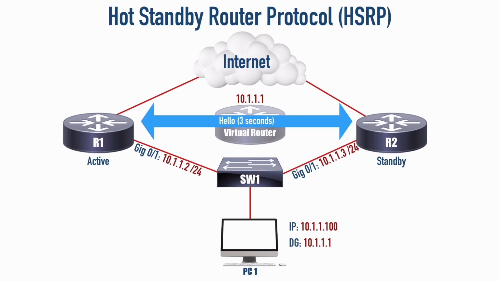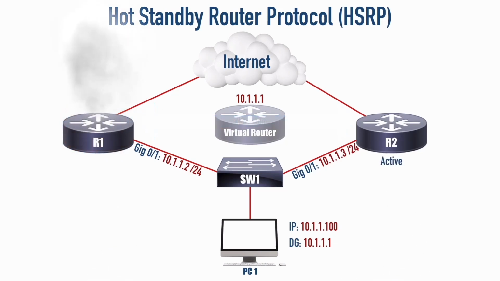But normally, we're going to have PC1 send traffic up through R1 to get out to the internet. But if something does happen to R1 and R1 goes down, then after 10 seconds by default, we're going to have R2 take over as the active router, and subsequent traffic from the PC out to the internet is going to go via R2. That's essentially what a first hop redundancy protocol does for us.